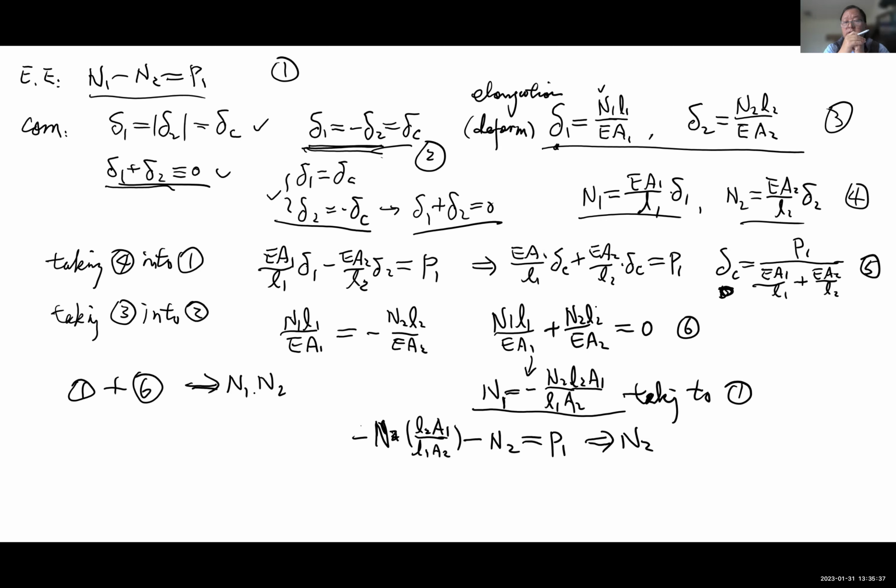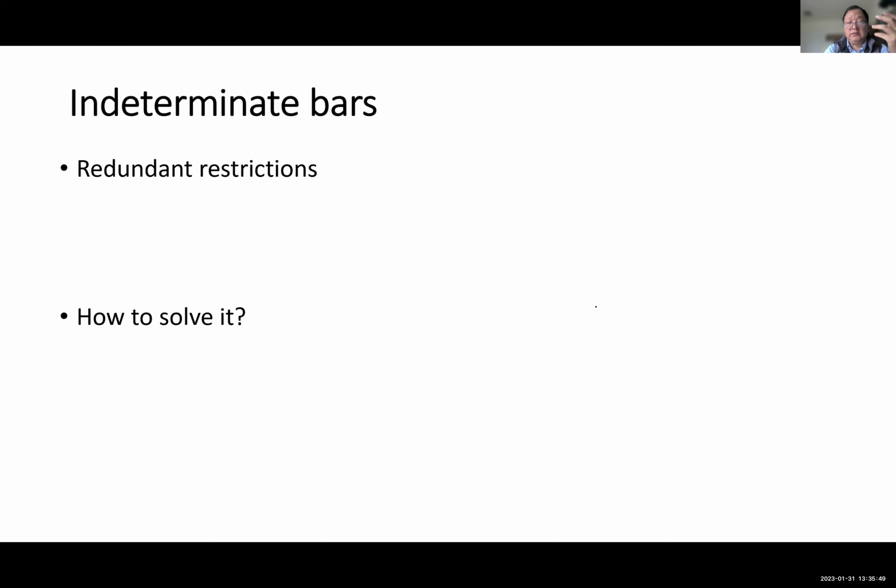All right. So in summary, the key is you make the cut, and then you draw the free body diagram, and then you basically solve it. Okay, so let's summarize it before we go to more examples. For indeterminate bars, we know it's indeterminate because you have redundant restriction. There will be redundant reaction forces. And that redundancy is needed for structural stability or for functional need.